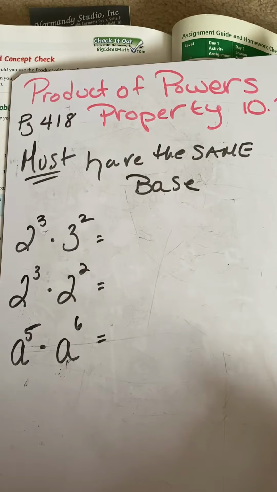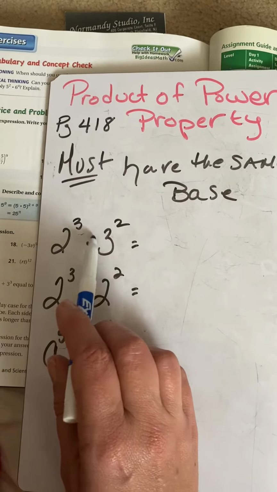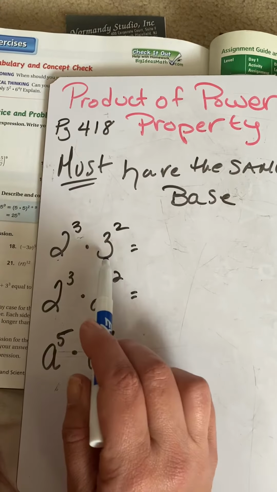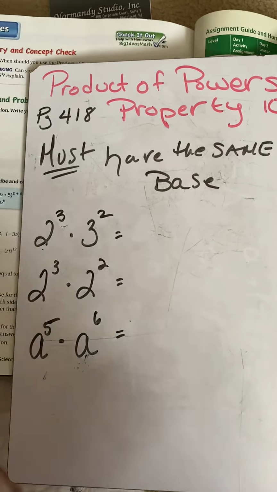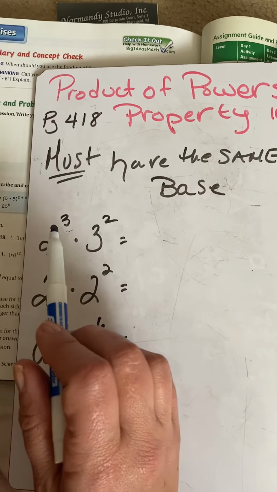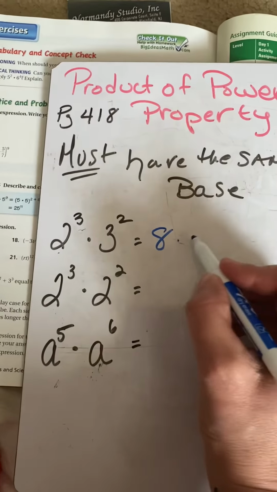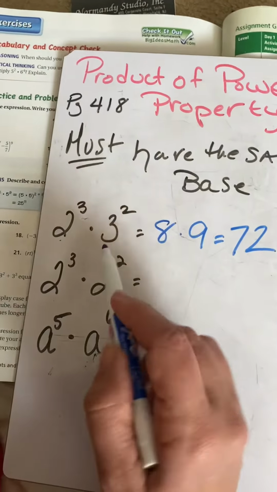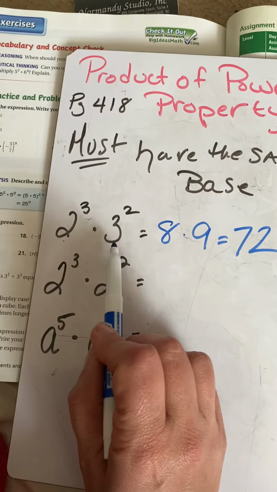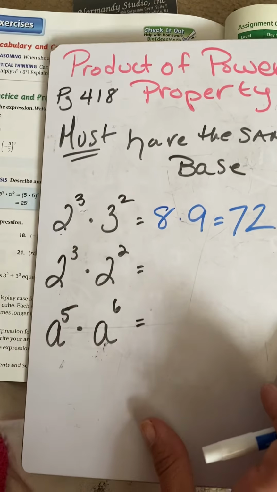If they don't have the same base, and this is the base, okay, and this is the exponent. So if they don't have the same base, the only thing you can do is actually simplify. So this would be 2 to the third, which is 8. 3 to the second, which is 9. And 8 times 9 is 72. You cannot use any of these rules of exponents unless you have the same base. So just keep that in mind.